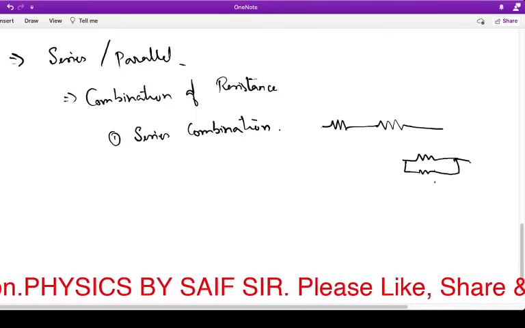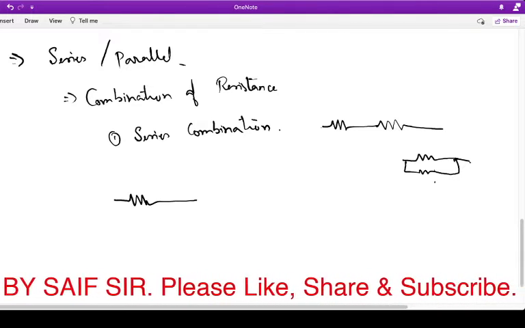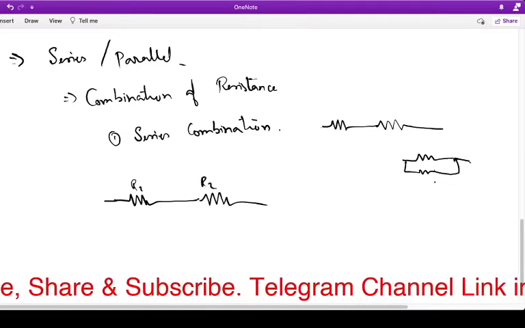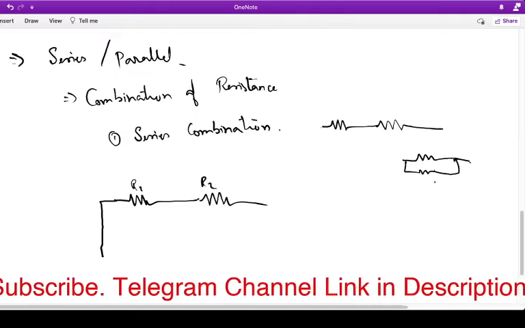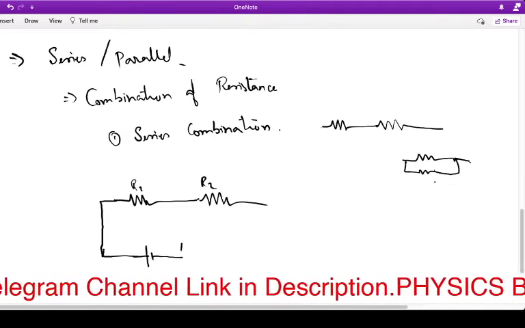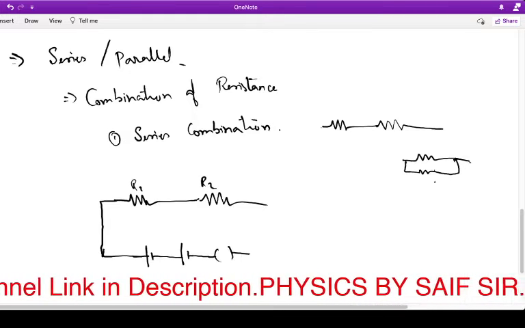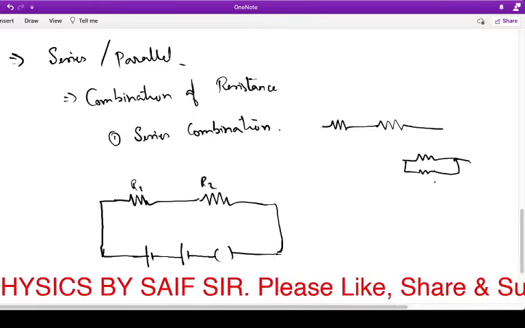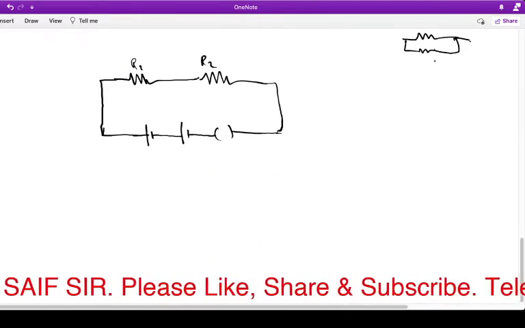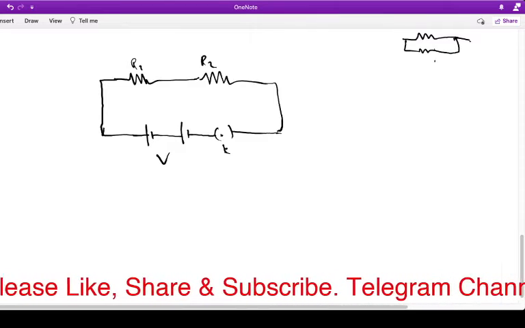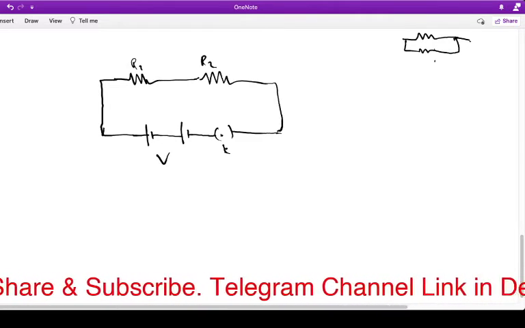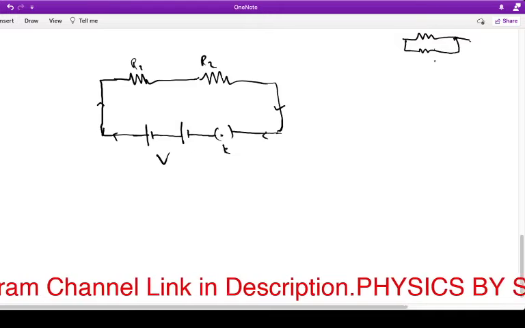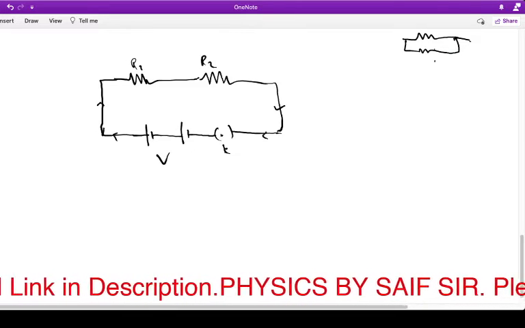We'll draw a circuit here. This is R1, this is R2. They are both connected to a cell and a switch. We'll do the naming here. Here the battery is V and here the switch is K, then R1 and R2. As you already know, the current travels from positive to negative. The conventional direction for the current is positive to negative, and electrons travel from negative to positive.